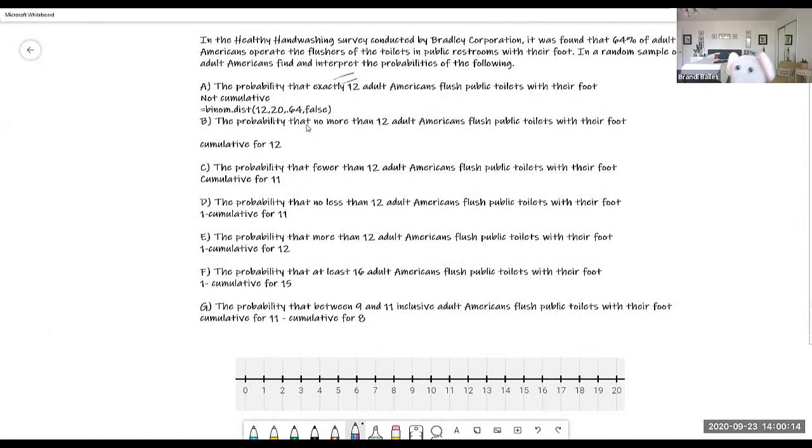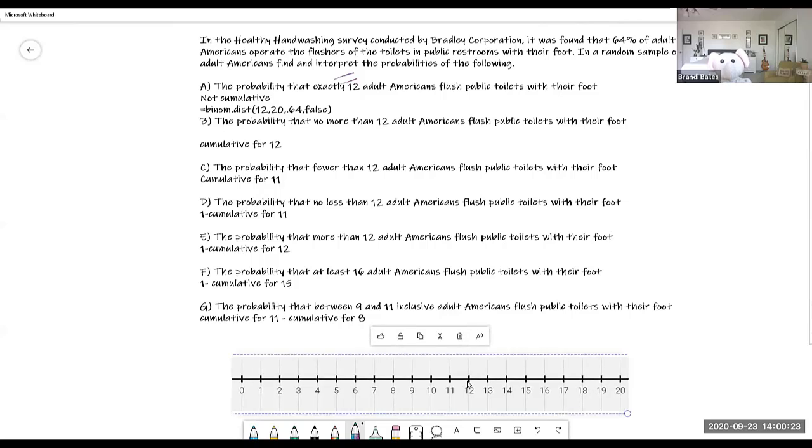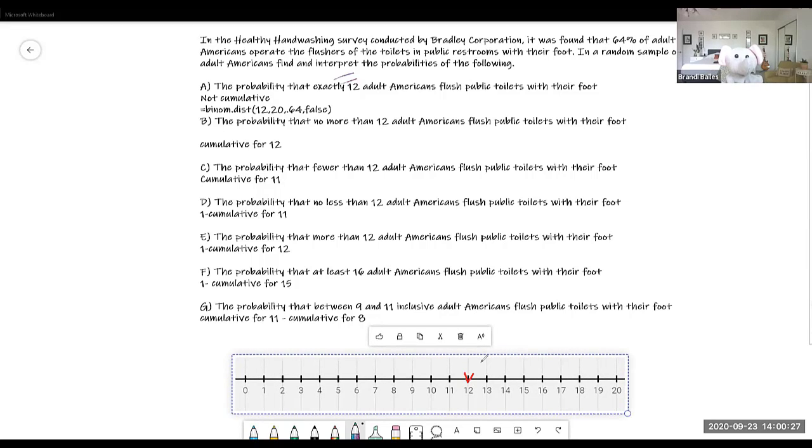So this probability, no more than 12 adult Americans flush. I want no more than 12. So 12 is okay. 12 is not more than 12. 13 is definitely more than 12, and they said no more than 12, so not 13. Oh, okay. So it looks like I just need this left-hand side. I already know how to do that. It'll be the same as the top, but I just have to say true to cumulative.